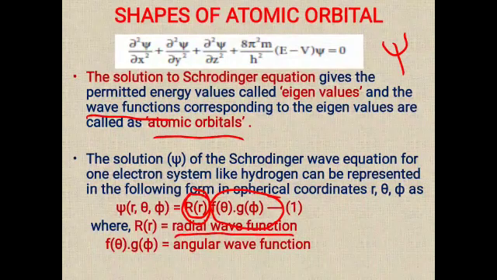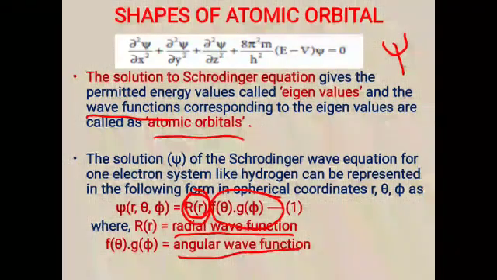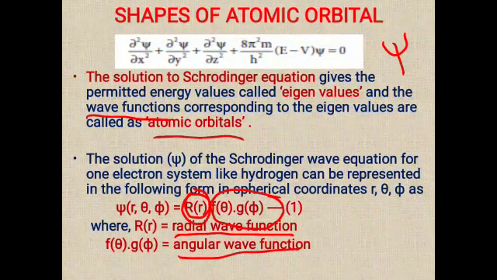We are measuring the wave function with respect to radius, so it is called the radial wave function. What is f of theta into g of psi? It is nothing but the angular wave function. That is, measuring at which angle this particular electron is located from the nucleus is called the angular wave function. It is given by the symbol f of theta into g of psi.